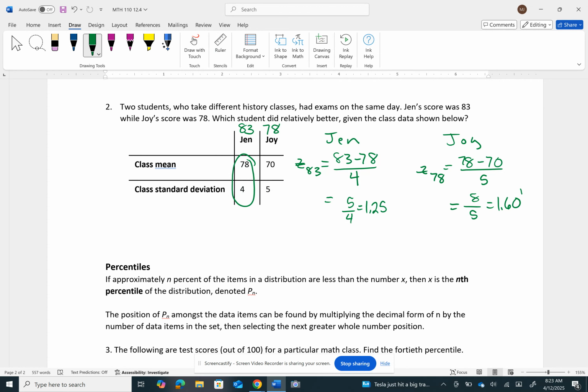So that z-score being 1.60 means she was 1.6 standard deviations above the mean, where Jen was only 1 1/4 standard deviations above the mean. So Joy did relatively better than the other students in her class as compared to Jen.